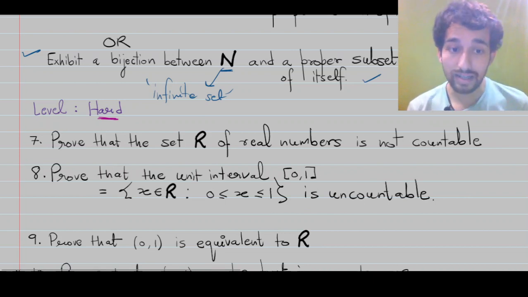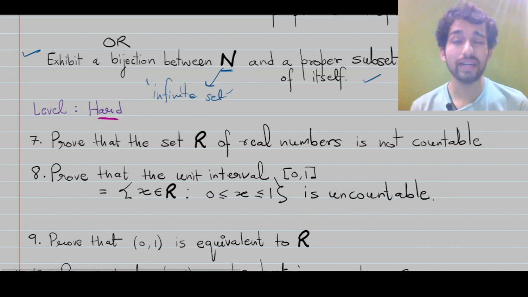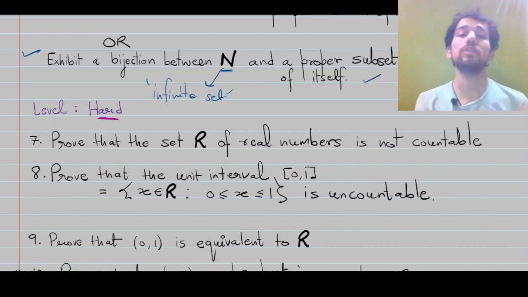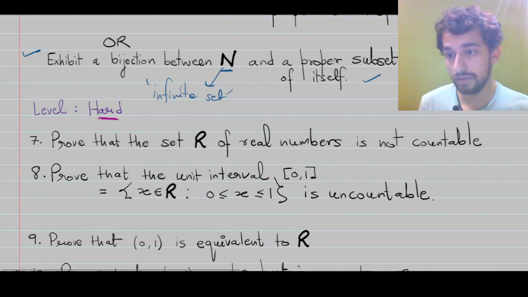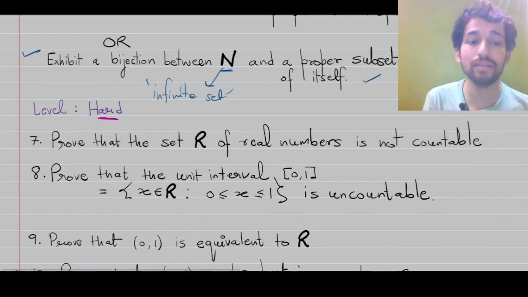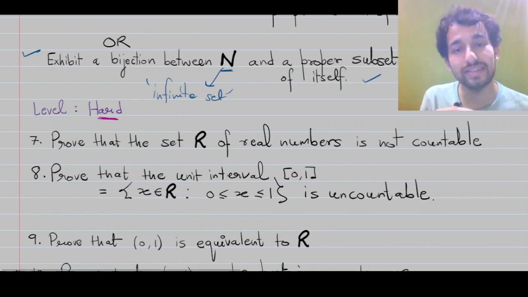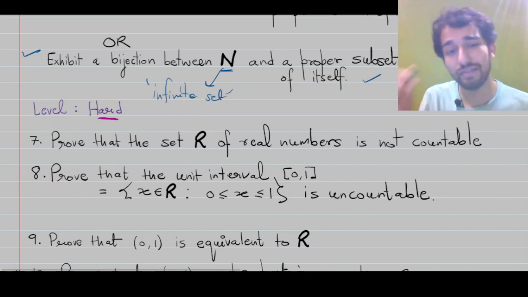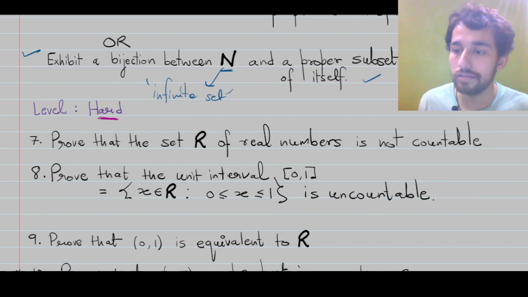In another way, it means that you cannot find a bijection from the set of natural numbers to the set of real numbers. You will not be able to find any map. So try to prove this using the method of contradiction. Assume that there exists such a map, and at the end, when you proceed, you will find that that map is not bijective.